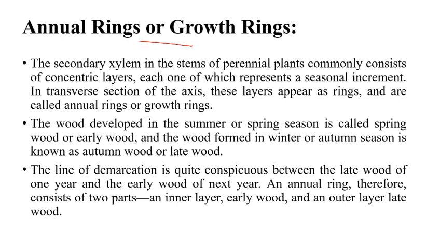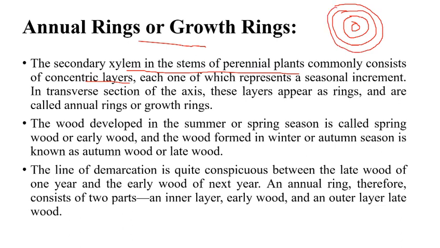Next, annual rings or growth rings. What are annual rings or growth rings? The secondary xylem in the stem of perennial plants commonly consists of concentric layers. Concentric layers means like this. So these are concentric layers, each one of which represents a seasonal increment in the transverse section of the plant axis. These layers appear as rings and are called annual rings or growth rings.